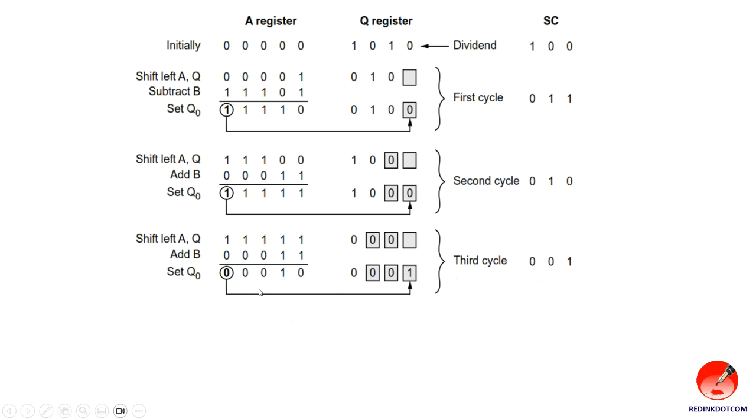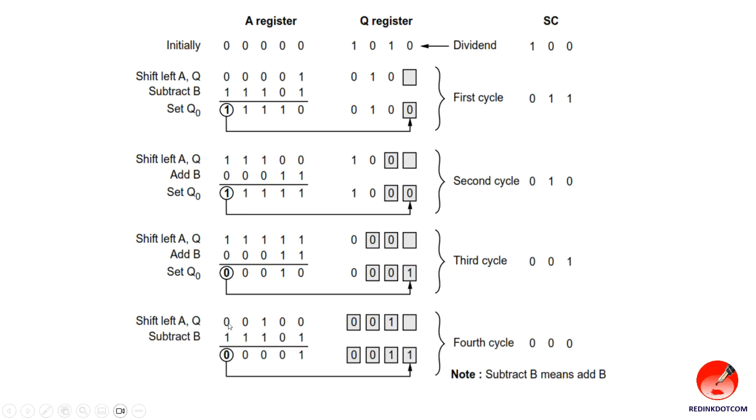So I remove this 0. The remaining values are 0010. So I write 0010 here and shift this 0 into this position, these two 0s into this position, 1 into this position, and Q0 becomes empty. And I check the value of the sign bit of A. This is 0, so I am going to subtract the divisor from the A register.